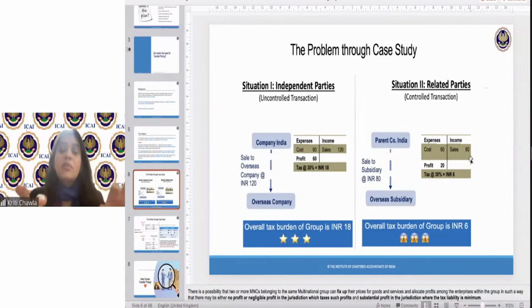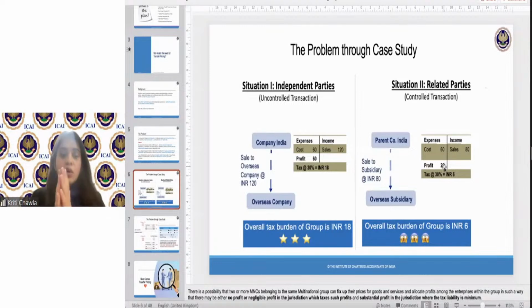Now, this is the problem that they wanted to address through something called transfer pricing. This is where the MNCs fix up their prices. They fix their price at 80 rupees. And what is the effect of it? Well, the effect is that either there is very little profit, which in this case was 20 rupees instead of 60, or there is no profit at all. And for this reason, they are able to bring the tax burden down as well. So this is the problem that happens in related party transactions, that they do not transact at a market price, an open market price. They transact at a very different price.